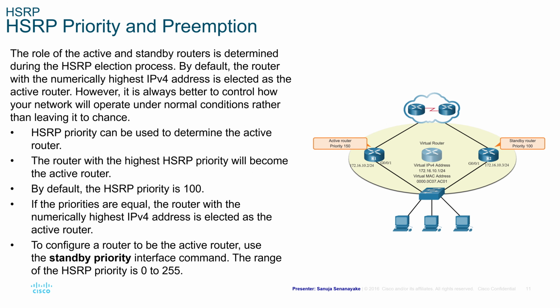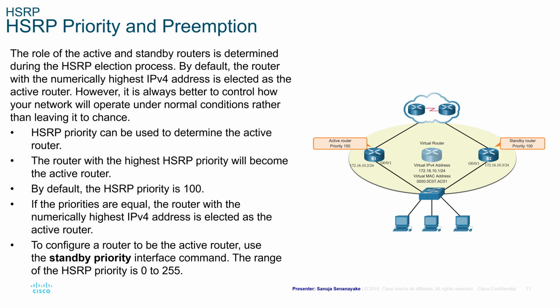HSRP priority and preemption. The role of the active and standby routers is determined during the HSRP election process. By default, the router with the numerically highest IPv4 address is elected as the active router. However, it is always better to control how your network will operate under normal conditions rather than leaving it to chance. So by default, it will pick the router with the numerically highest IPv4 address as the active router, but you can always configure it whichever way you would like to have your system run.